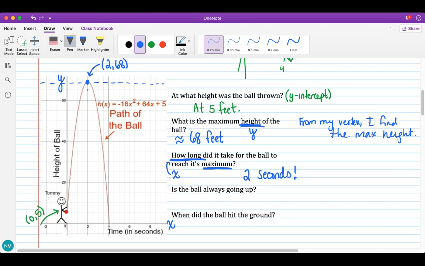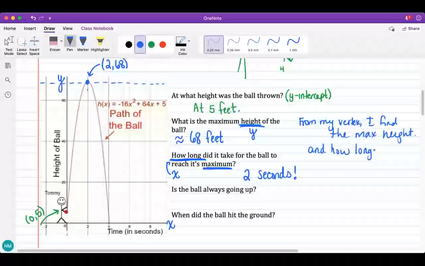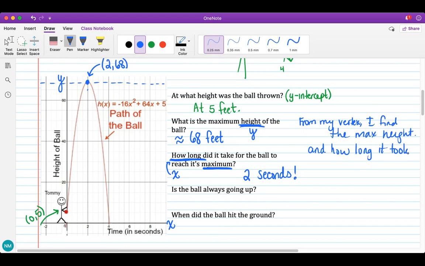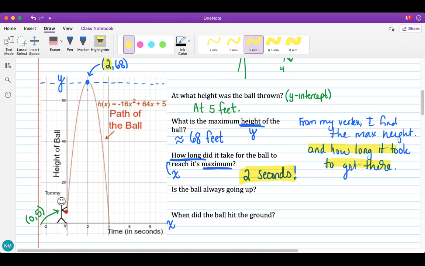So from my vertex, I find the max height and how long it took to get there. So here, this 2 is here, and this is how we got it. Again, it's asking you a specific question, like how long or what height. So you have to ask yourself, okay, is this X or Y that they're asking for?